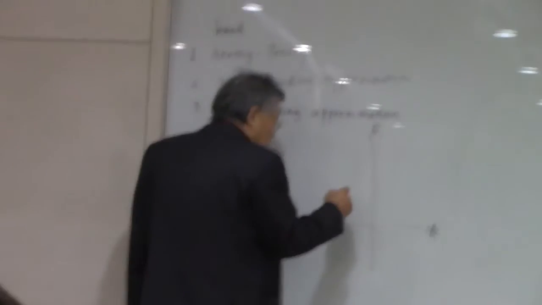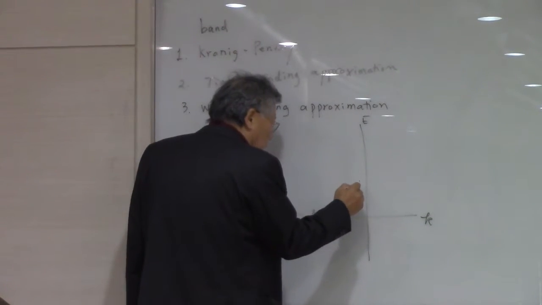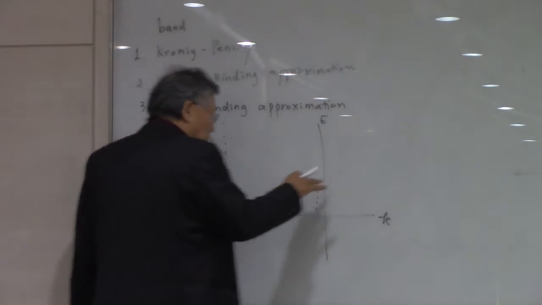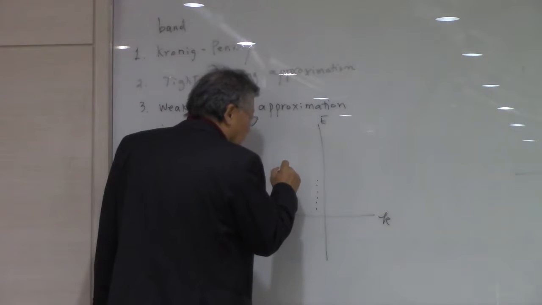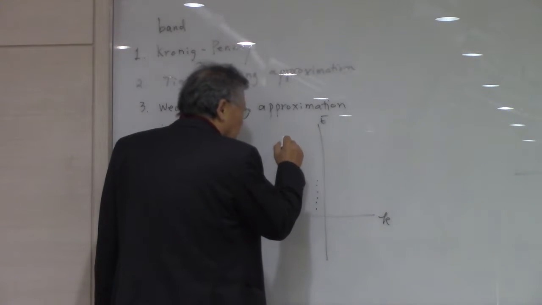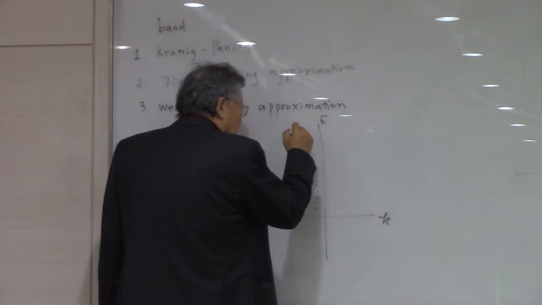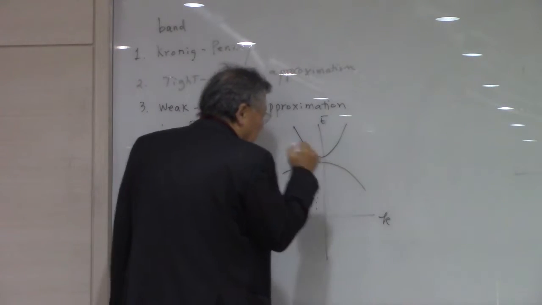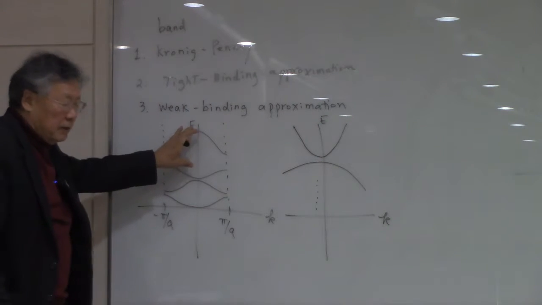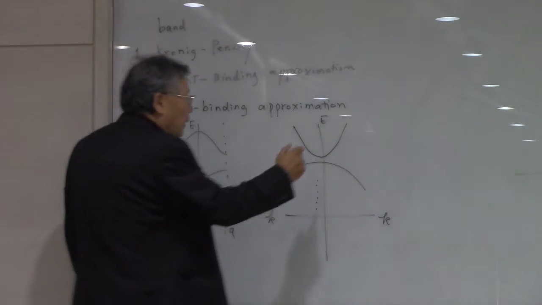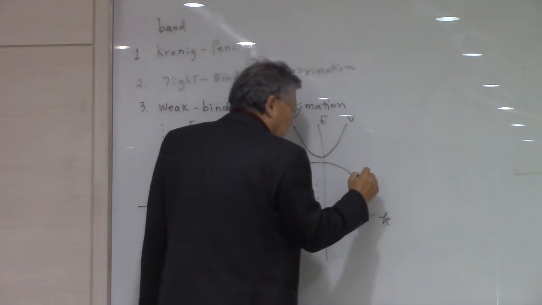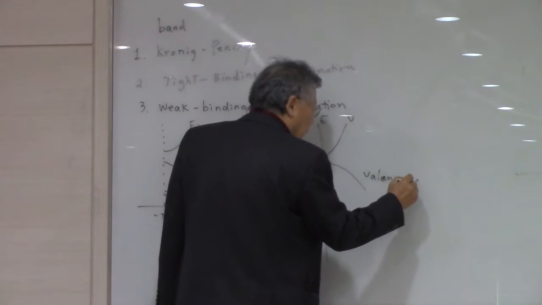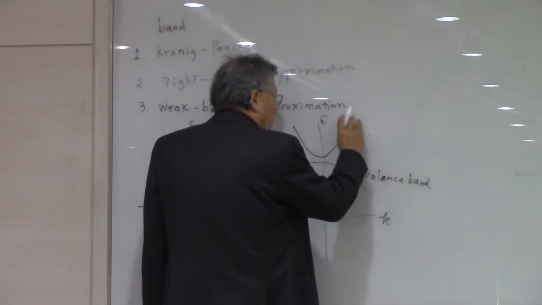So if you draw, you just neglect all the low energy levels, and then the highest energy level that we have to consider is the uppermost two energy levels, which has been drawn from here, and then we call this valence band, and this is going to be called conduction band.